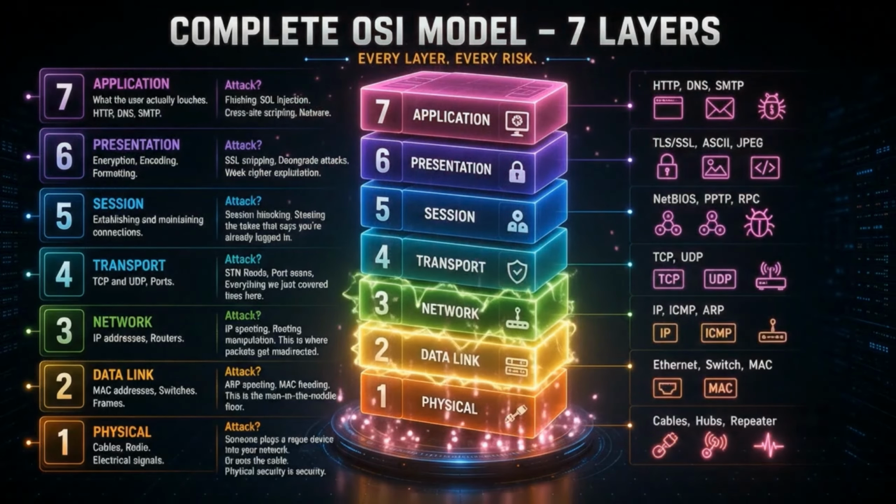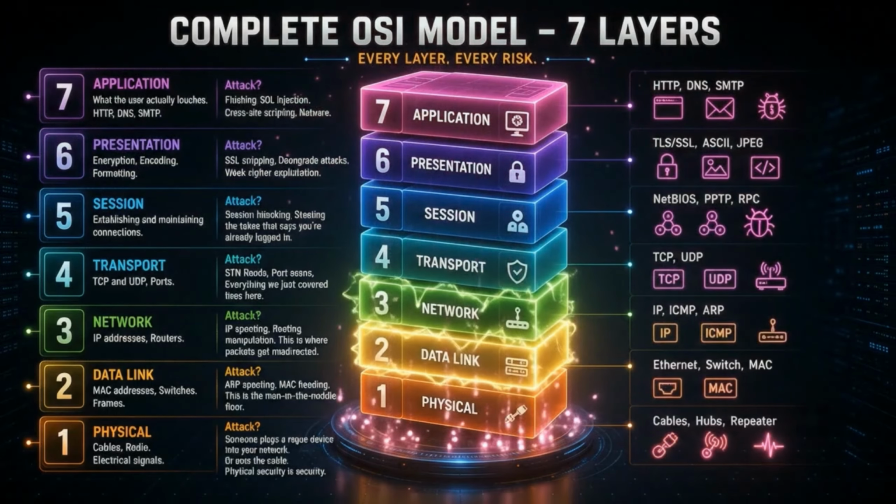Third is network. Here, packets are routed using IP addresses. Attack type: IP spoofing or routing manipulation. Instead of stealing your data directly, attackers manipulate where your traffic goes. 4. Transport layer. This is the layer that is home to TCP, UDP, and network ports. Attack type: SYN floods and port scanning. Everything we learned about TCP and UDP happens right here.